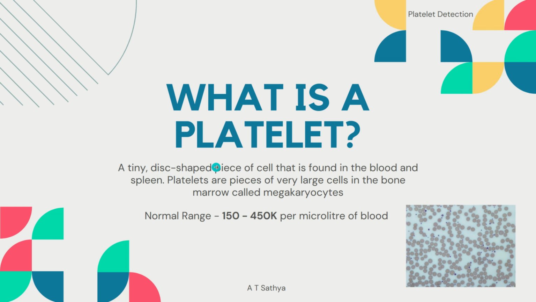Platelets are small, dish-shaped cell fragments circulating in the blood. They aggregate at the site of injury to form clots, preventing excessive bleeding. Normal human beings should have around 150 to 450,000 platelets per microliter of blood.